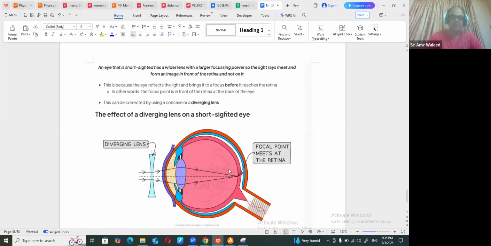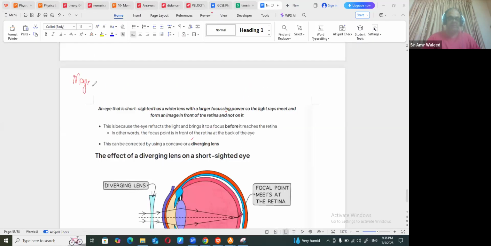And one more thing, which is very important, which we didn't discuss, is called magnification. Okay, last small topic. Magnification is the size of the image divided by the size of the object, which means how big the image is as compared to the object. And that is always given as a number, or you can say a percentage, because it doesn't have a unit.